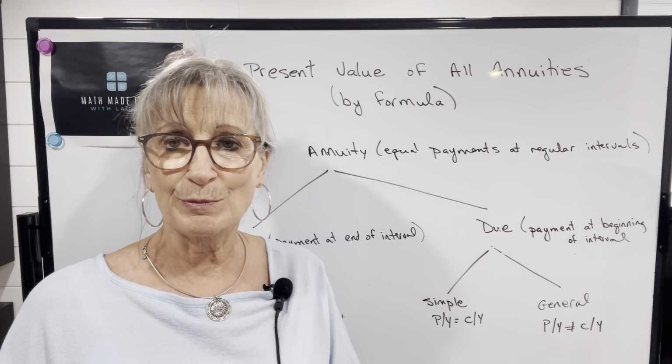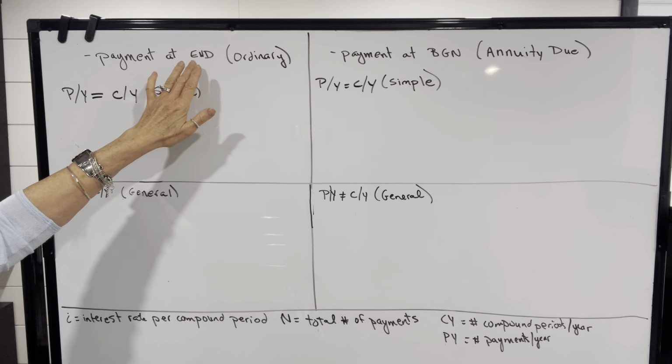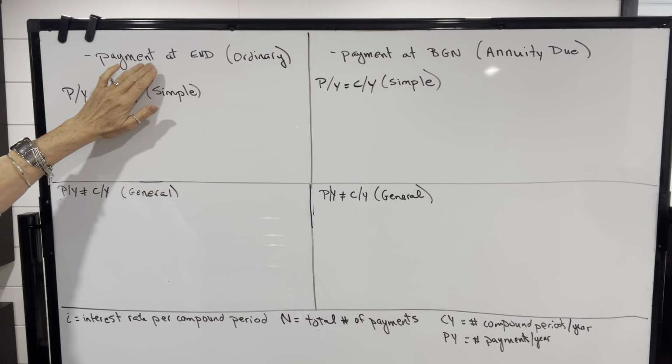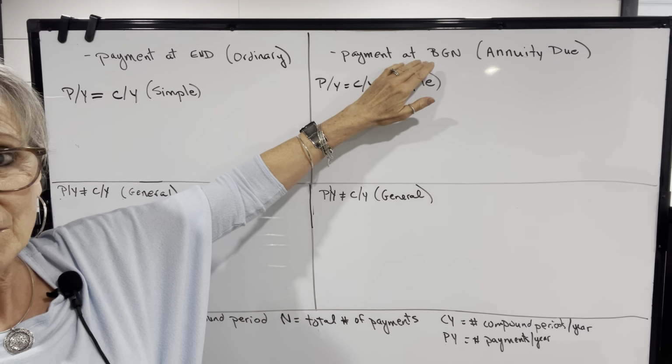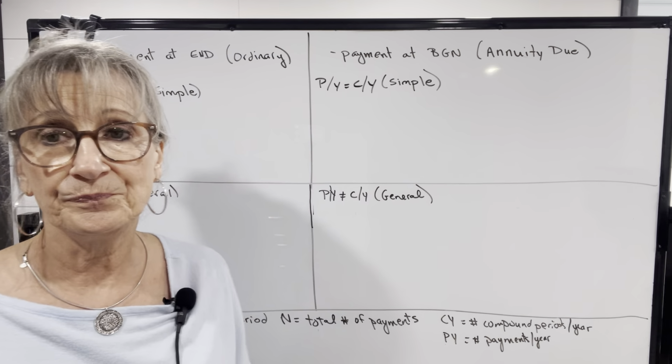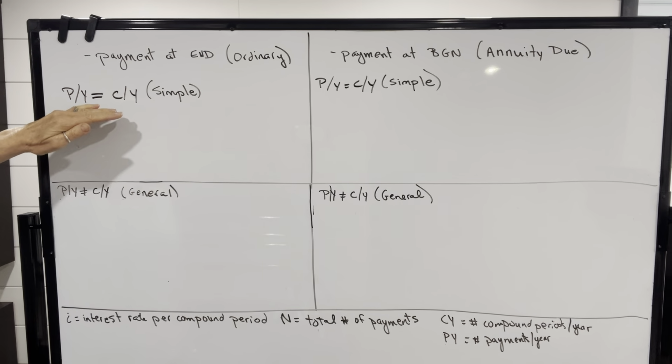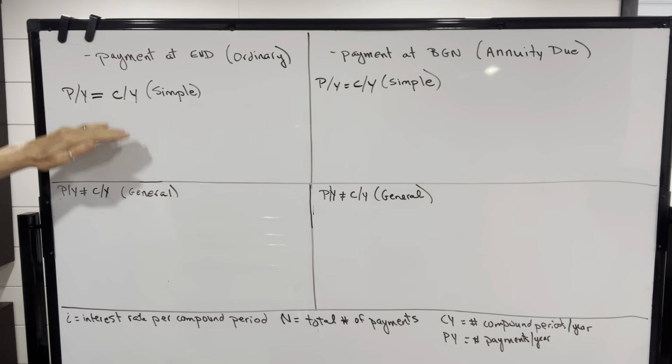Now let's get into the formulas. I'm going to start by doing the first division, which is when the payment is made. If it's at the end, it's an ordinary annuity. And if it's at the beginning of the interval, it's an annuity due. And then the two types are simple and general for each of those. So let's start here. Let's find the present value of an ordinary simple annuity.